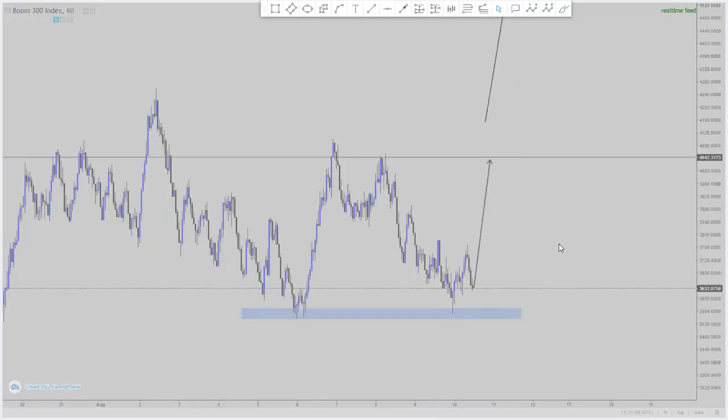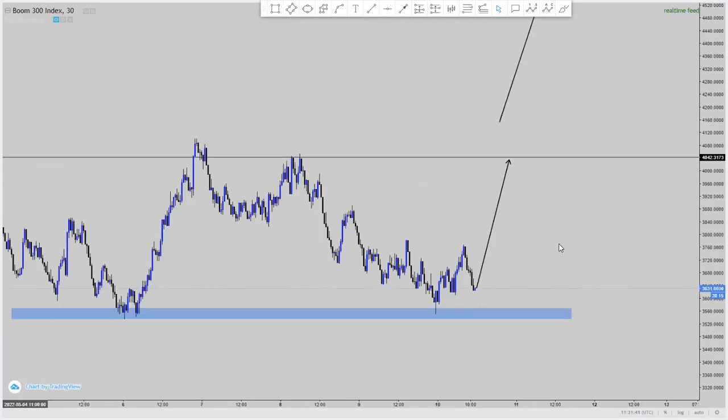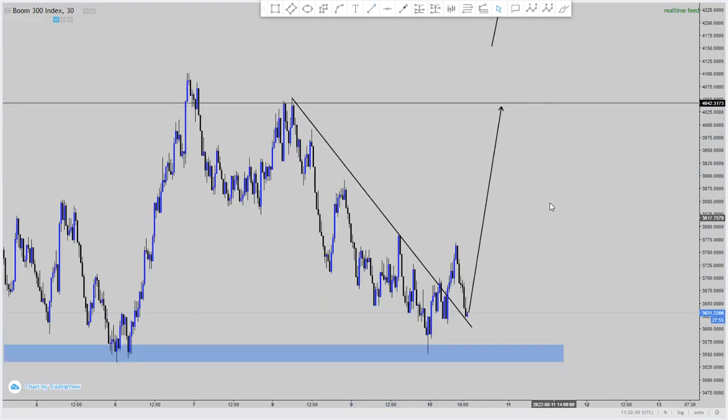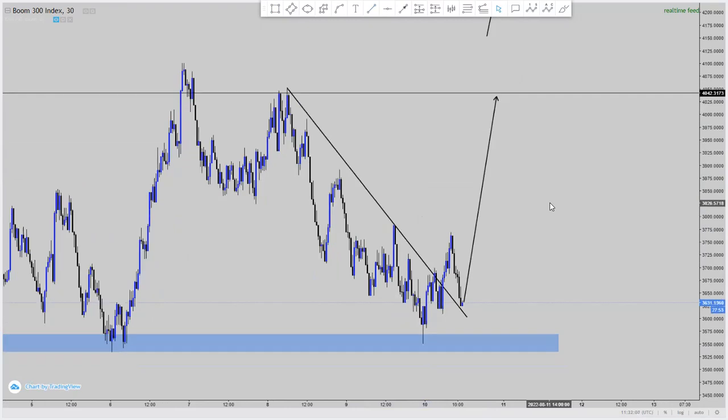Let's see what 30 minutes is saying. So this is 30 minutes. If you check, the break that we're talking about is this trend line here. It's a simple break and retest. So now it's on the retest area.